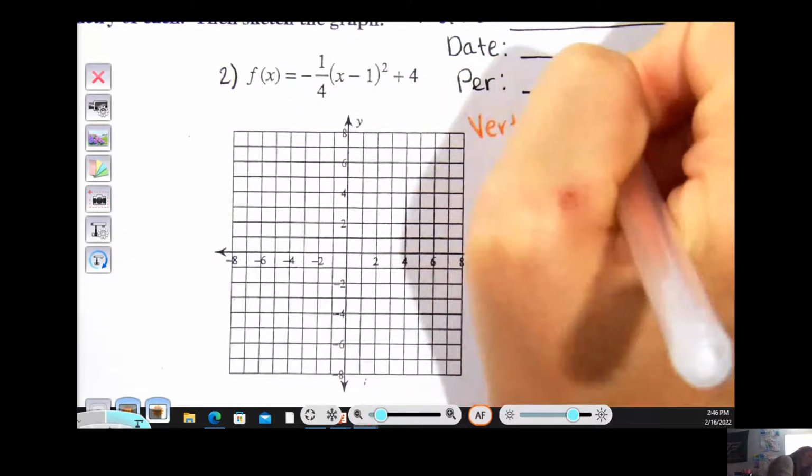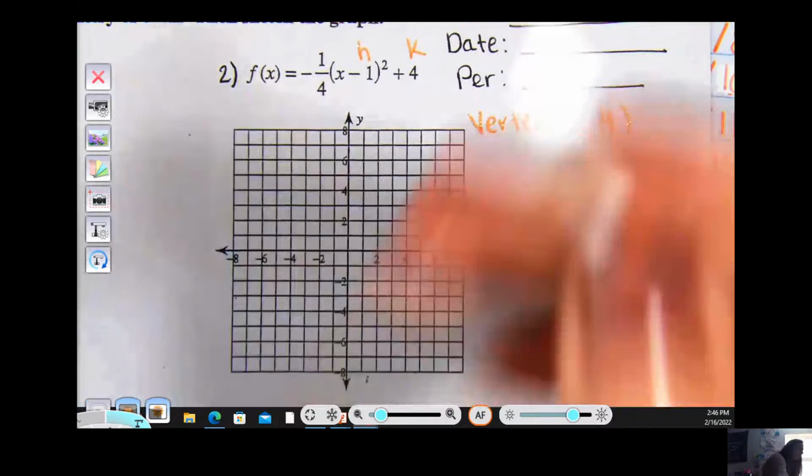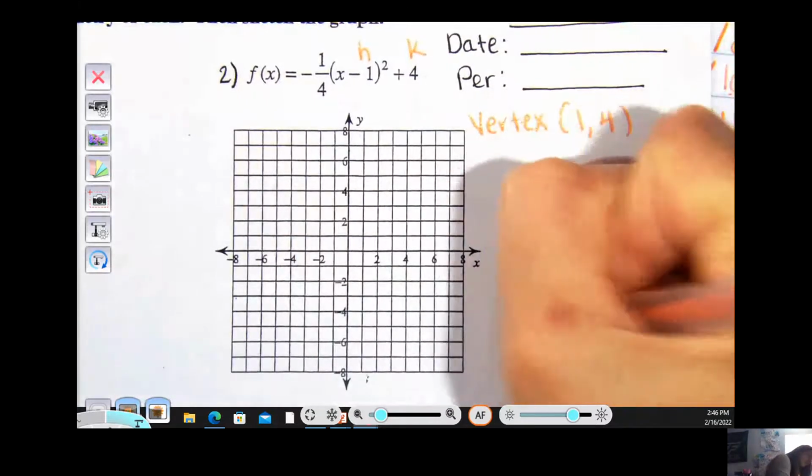So what is my vertex? It is 1, 4. So it's H and K. H is always opposite of the parentheses. So if it said minus, it's positive in the vertex. If it said plus, it'd be negative. So now what did we do after this point yesterday? Make a baby T-chart.